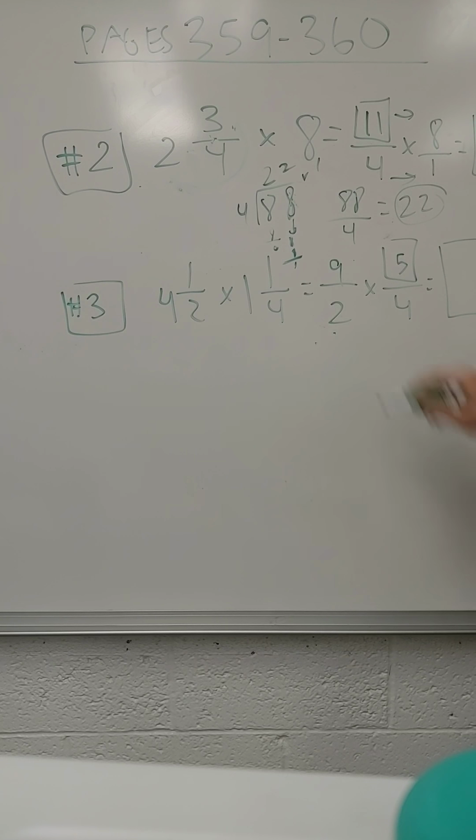Now we're on this part of the problem. This is all that matters now. We're done with the mixed numbers. Turn them both to improper. What's the rule? Numerator times numerator, denominator times denominator. We're going to end up with 9 times 5 is 45, and 2 times 4, which is going to give us 8. Are we done?